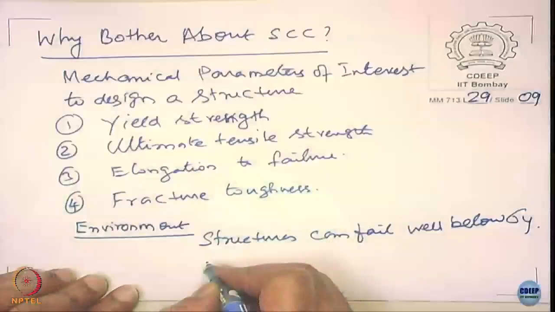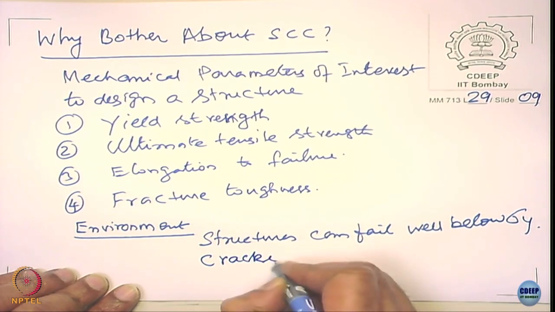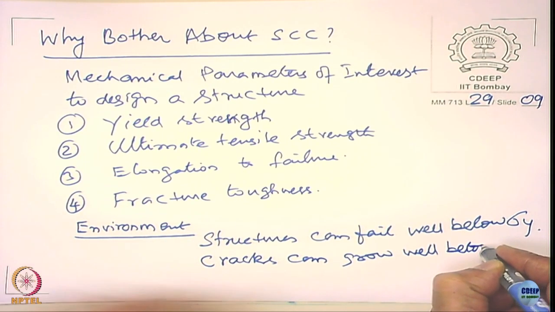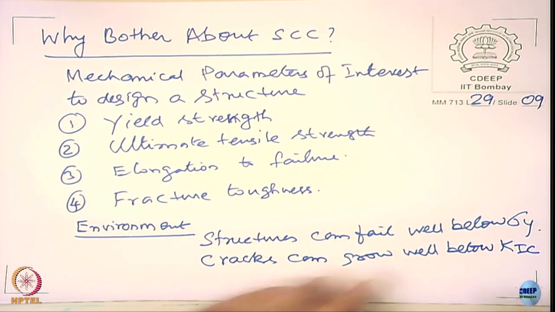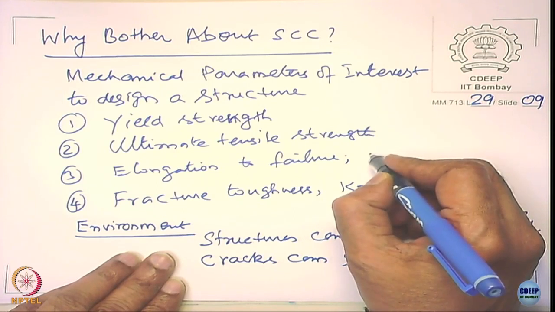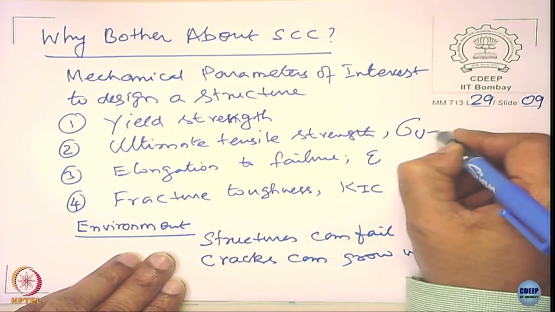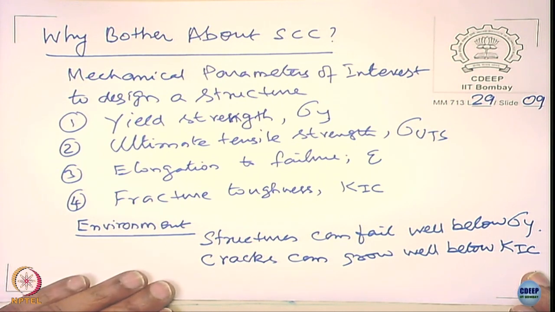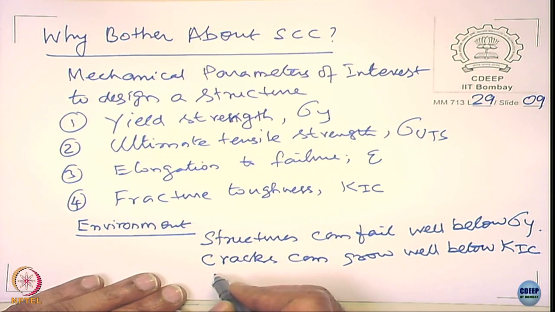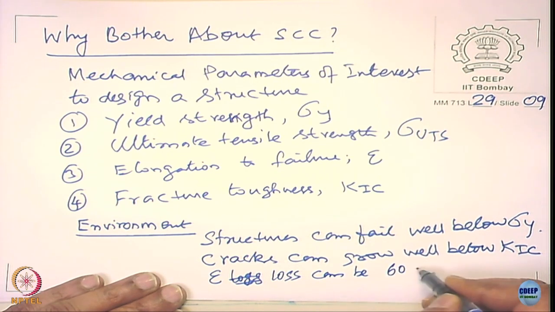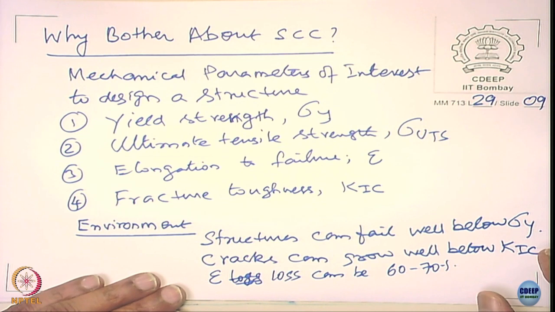Now, cracks can grow well below K1C, fracture toughness K1C, right? Elongation is given as epsilon, sigma UTS, and sigma yield strength. That is because the elongation loss can be 60 to 70%. I can lose my elongation 60 to 70%.